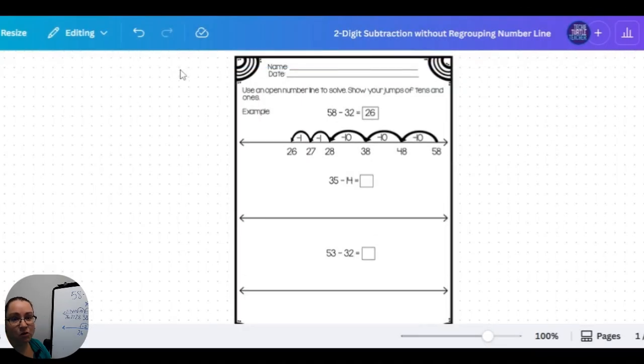Let's look at an example of a worksheet I would give to my students after I know that they are ready to show their work independently. This worksheet starts with an example, and it's the one that we just did, and it reminds the students to make jumps of 10s and 1s. It gives them space to show their jumps and show where they're landing, and it gives them a box to write their answer. You can use this worksheet to help your students practice independently after they have worked with you on subtracting numbers on a number line.